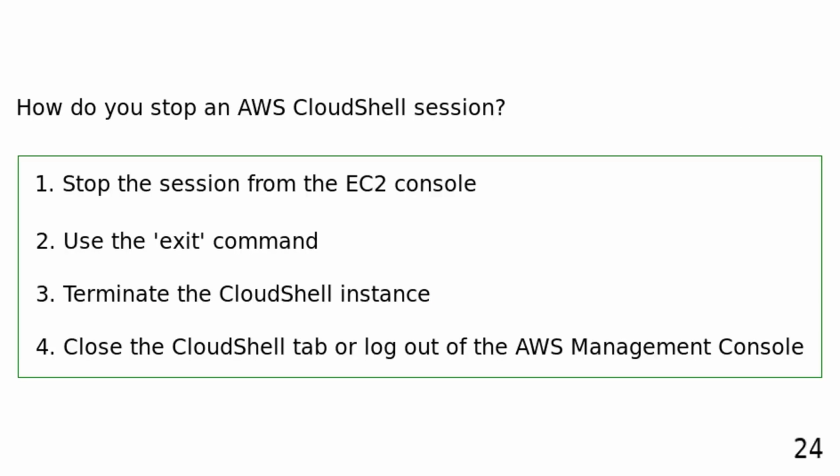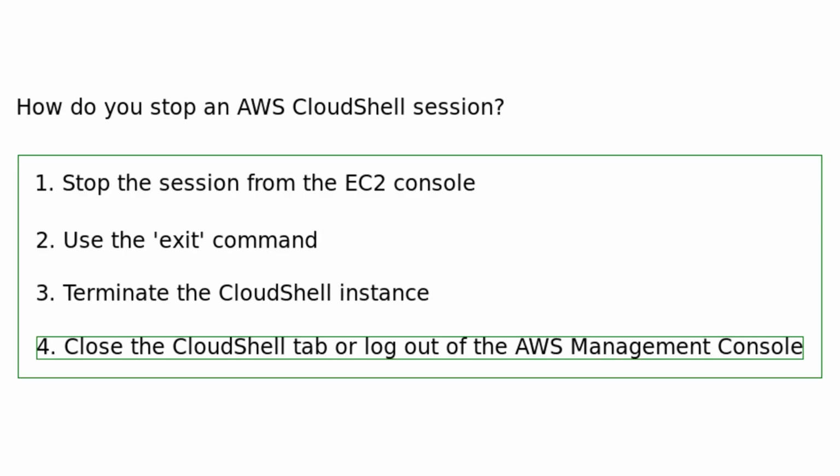How do you stop an AWS CloudShell session? Stop the session from the EC2 console. Use the exit command. Terminate the CloudShell instance. Close the CloudShell tab or log out of the AWS Management Console. You can stop an AWS CloudShell session by closing the tab or logging out of the AWS Management Console.